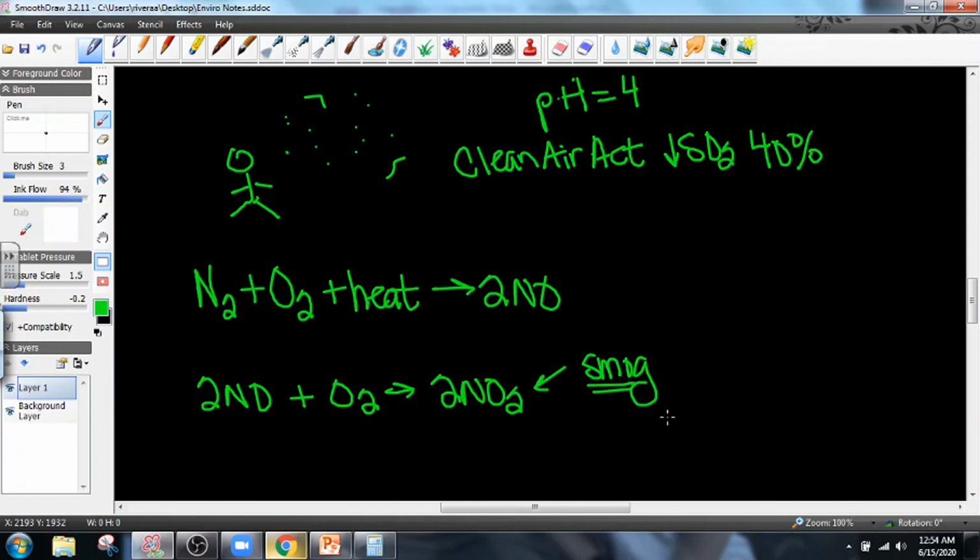It's really dark in color. It has a bad smell. It's damaging to your respiratory tracts. It's not good. Smog is kind of gross. It's not good. And on really hot days, smog often gets worse because this reaction is actually endothermic. So on a hot day, this reaction shifts to the right, makes more smog.